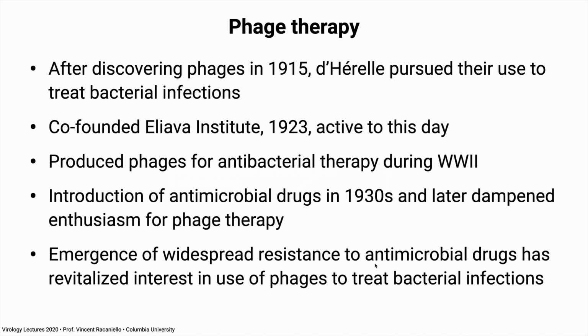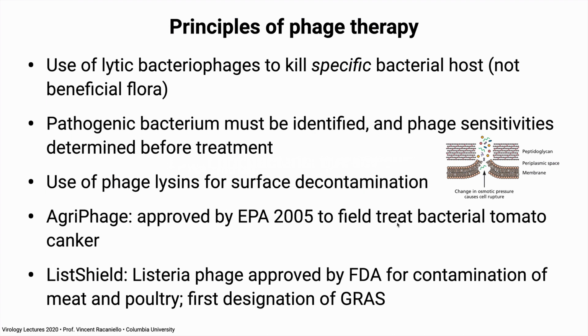Just to give you a little update on where we are. Of course, the principle is you use a lytic bacteriophage to kill a host. So phages can be lytic or lysogenic. Lysogenic meaning the genome is integrated and the phage does not kill the cell. So you don't want that. You want a lytic phage, and you want to kill specific bacteria that are the problem. You don't want to kill all of your beneficial microbiome, so you have to tailor these. You have to identify the pathogenic bacterium, and you have to find phages that will kill it.